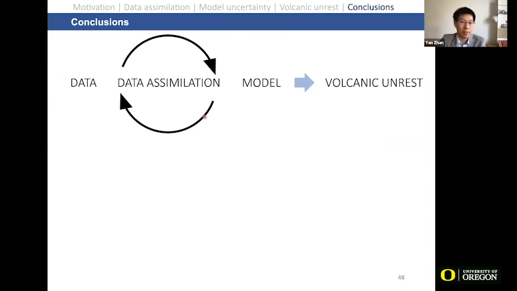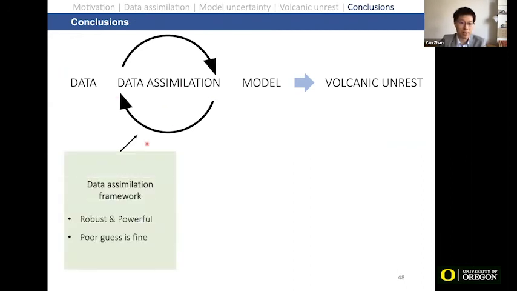So for the conclusion, in the first part, data simulation, we show that ENCAV is a robust and powerful tool for doing the data-model comparison to model the volcanic deformation. We don't need a good guess at the very beginning.